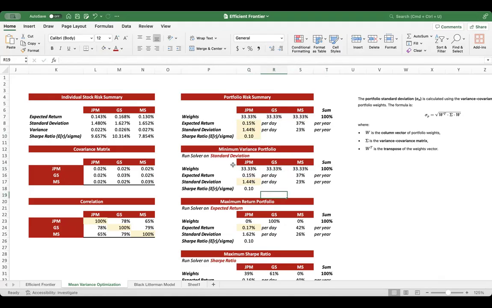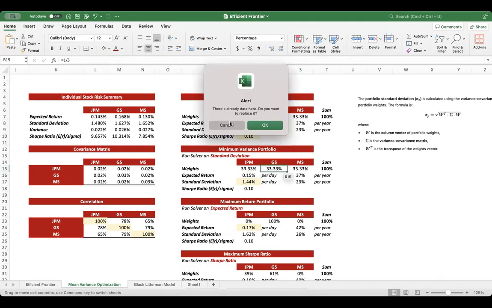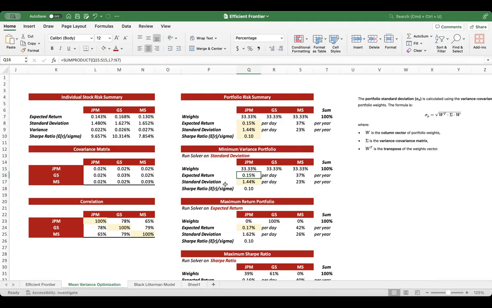Let's look at how we can optimize our weights based on the standard deviation. This is what we say as the minimum variance portfolio. Minimum variance means we are reducing the variance, basically reducing the standard deviation.